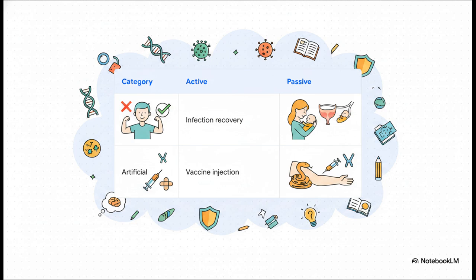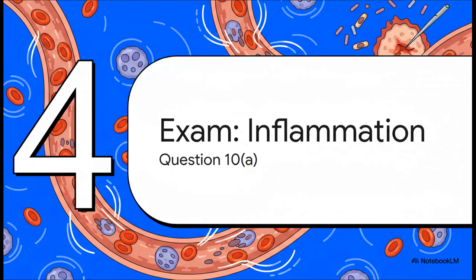Natural passive immunity is a baby receiving antibodies through breastfeeding or across the placenta. Artificial passive is receiving an anti-serum injection, like antivenom for a snakebite. Lock this grid into your memory because it perfectly sets up our upcoming exam challenge. Section 4. Exam Prep: Inflammatory Response, tackling question 10A.